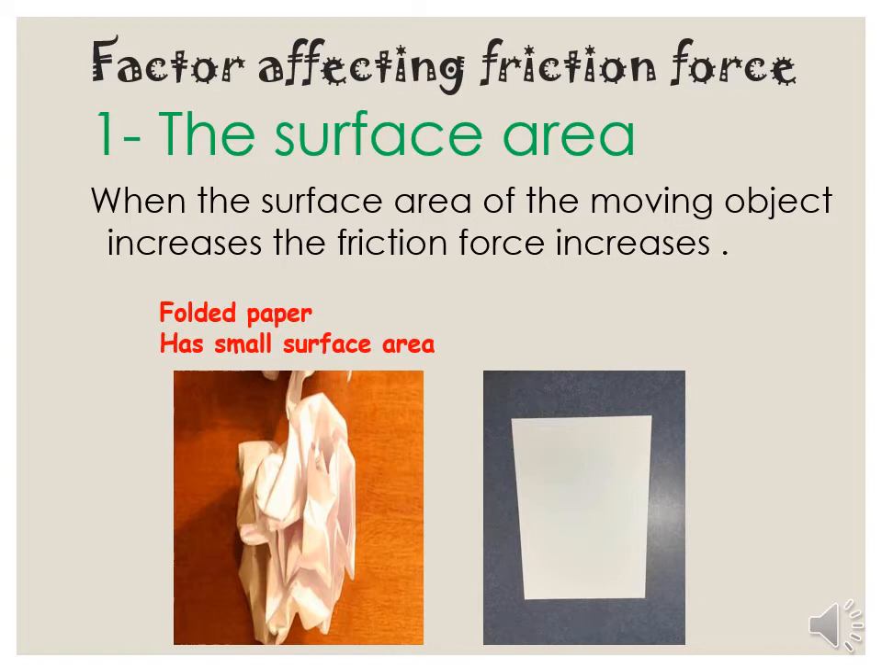Folded paper has a small surface area, has smaller friction force, has larger speed. Unfolded paper has larger surface area and larger friction force. Folded paper reaches the ground first when folded paper and unfolded paper are thrown down, because folded paper has a smaller surface area, smaller friction force and greater speed.